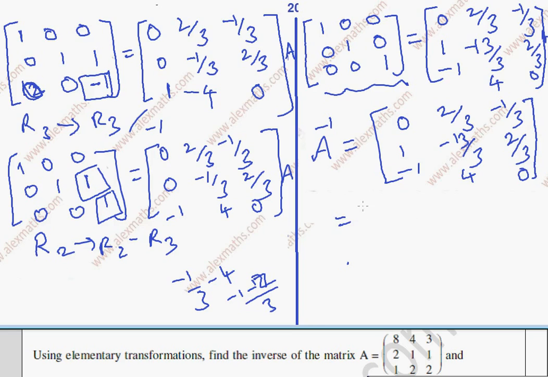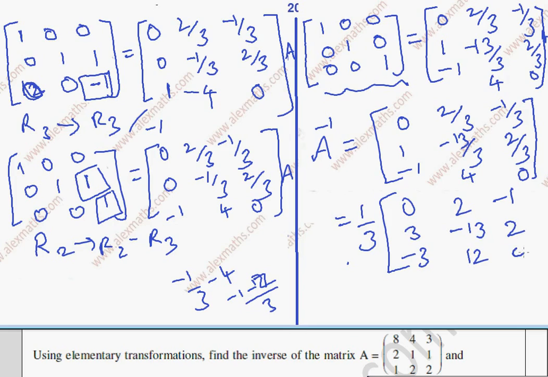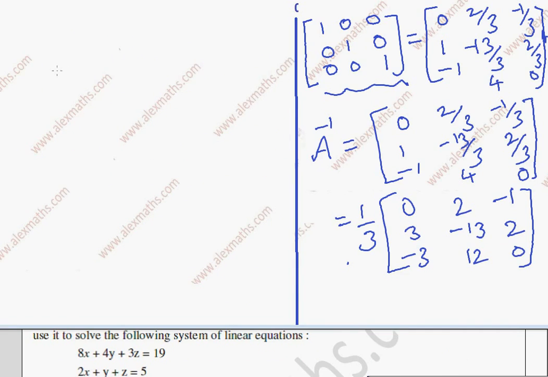If you want, you can take 1 by 3 common. Finally, it will become 0, 2, minus 1. Then here 1 by 3 is not there. So 3 I have to put. This will become minus 13. This will become 2. Then minus 3, 12 and 0. We'll check once again.